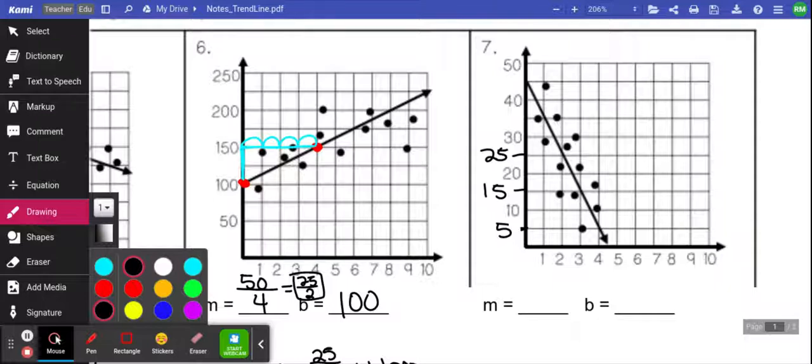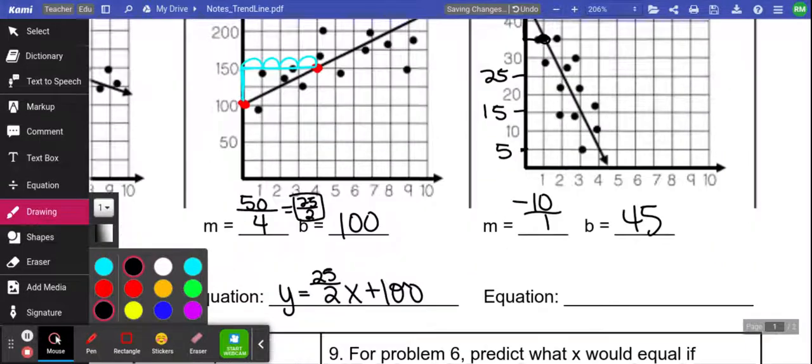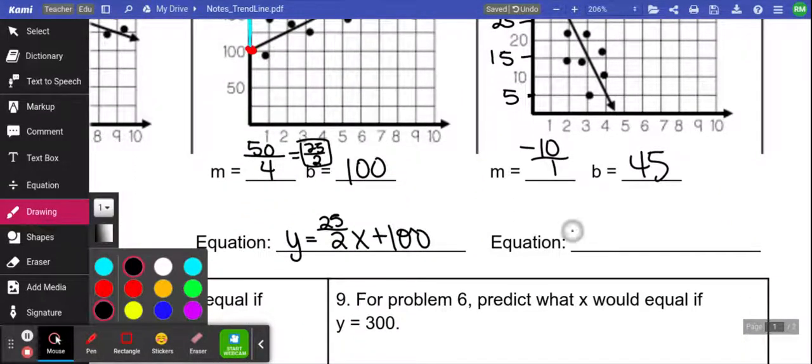Where do we start for this one? We started here at 45. And you might want to plot this point right here. We went down 2, but we didn't really go down 2. How many did we go down? 10. We went from 45 to 35, which would be minus 10. And then we went over 1, which really is just 1. So there it is. And then we're ready to write our equation. Y equals negative 10x plus 45. That's what you should have got.